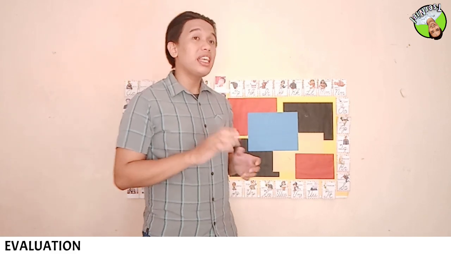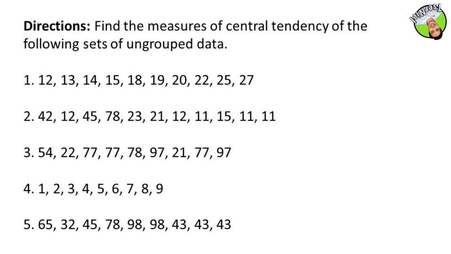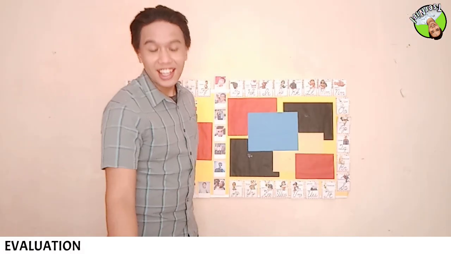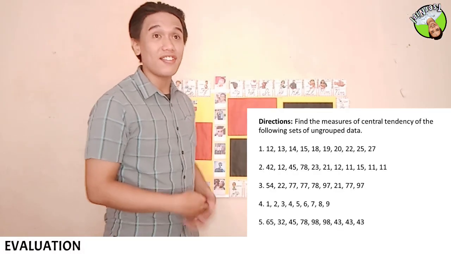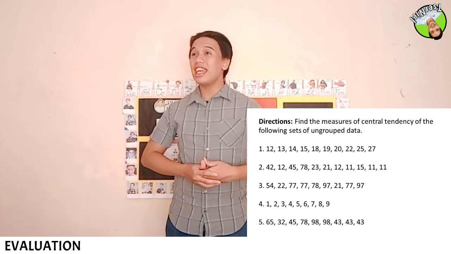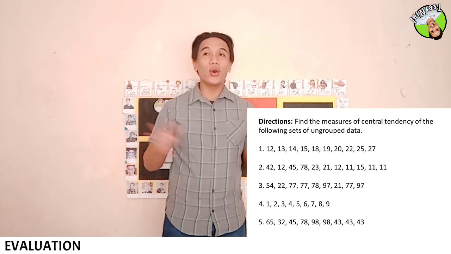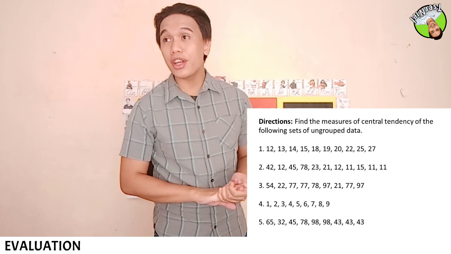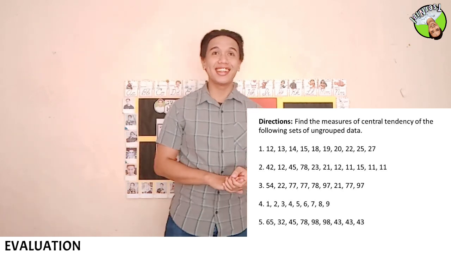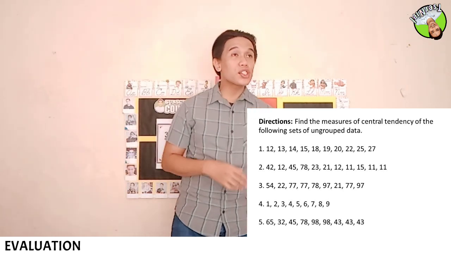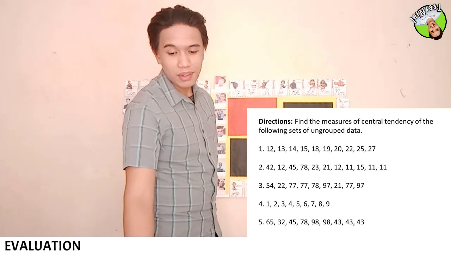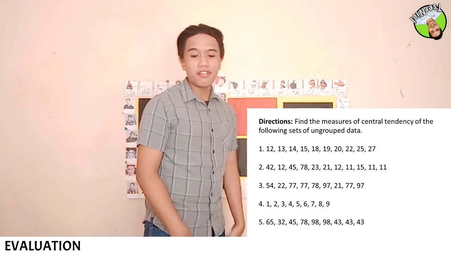Excellent. Now, get a piece of paper or an intermediate pad and find the measures of central tendency of the following data. You have 10 minutes to finish this activity. Is everybody finished? Okay, I want you to exchange your papers with your seatmate. Okay, let us answer the following numbers. Find the measures of central tendency for number 1.